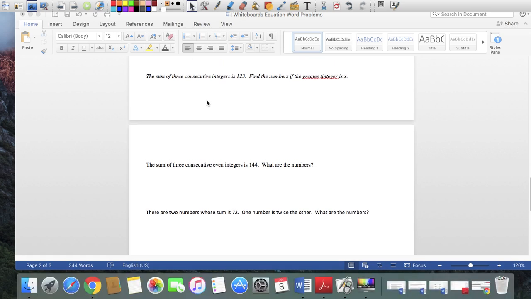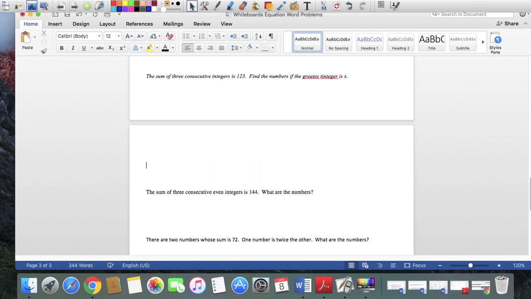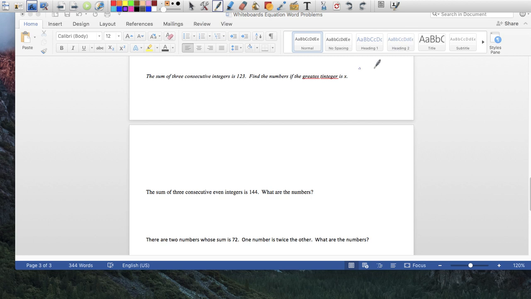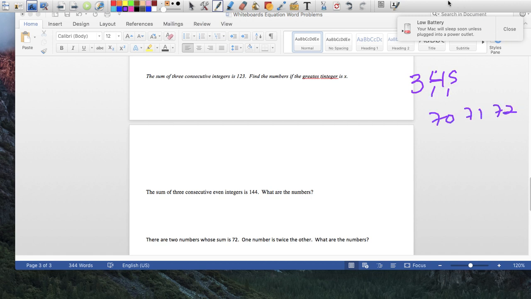Now, this one, a little tricky. It says the sum of 3 consecutive integers is 123. So I'm asking you for 3 consecutive numbers. So let's say 3, 4, 5. It could be 70, 71, 72. It's 3 numbers consecutive, meaning they follow each other, right after each other. And if I take those 3 numbers and add them, I'm going to get 123. So what are those consecutive numbers?